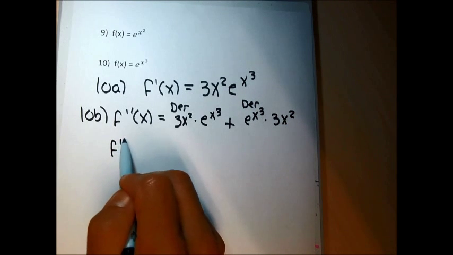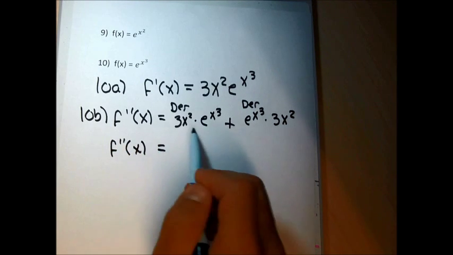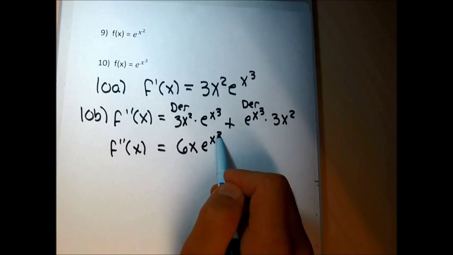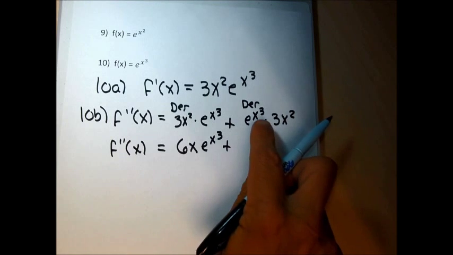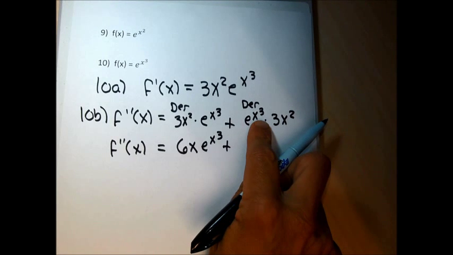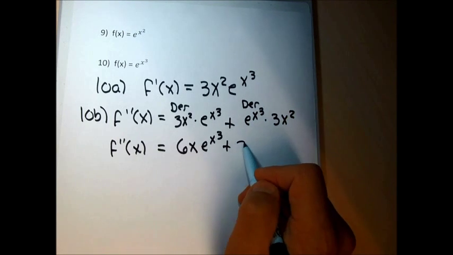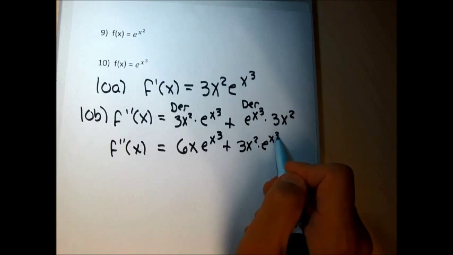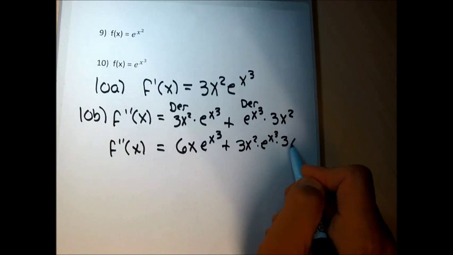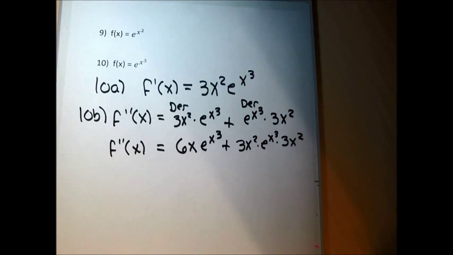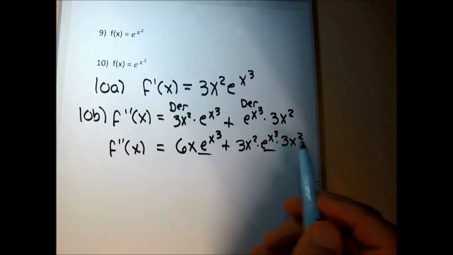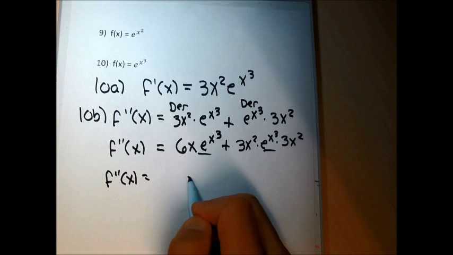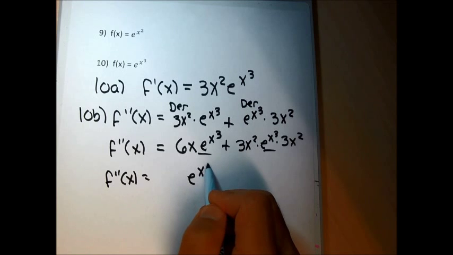So I'm going to get f double prime of x. The derivative of 3x squared is 6x. I leave the e to the x cubed unchanged. The derivative of the e to the x cubed, you just take the derivative of the exponent, which is 3x squared, multiply it by that e to the x cubed function, and I still have this 3x squared. I'm definitely going to factor out an e to the x cubed to simplify this, because there's a common factor of e to the x cubed.